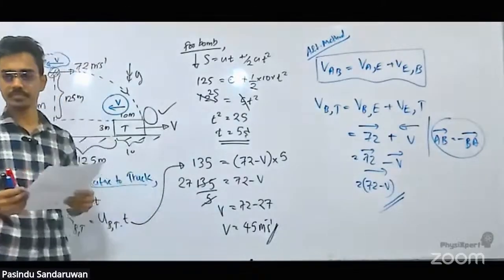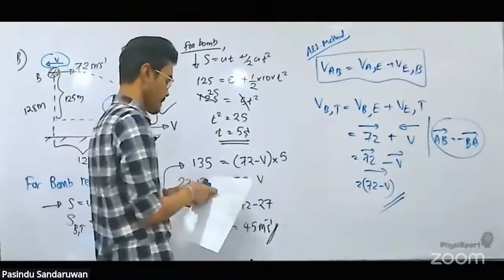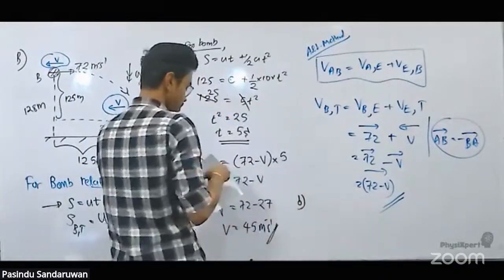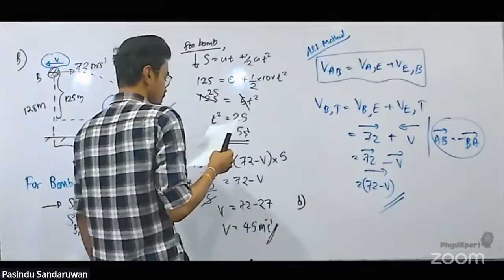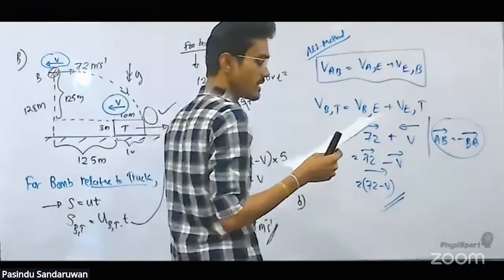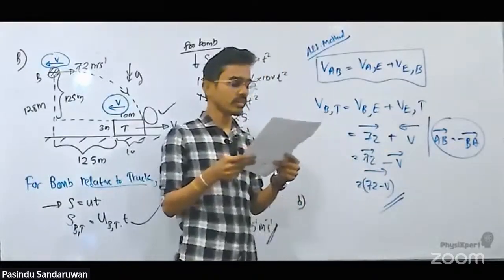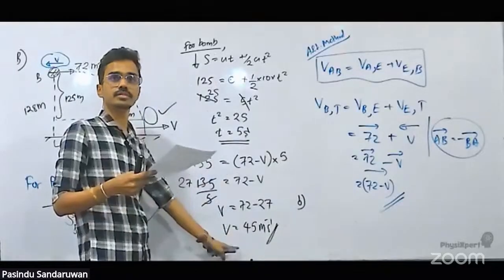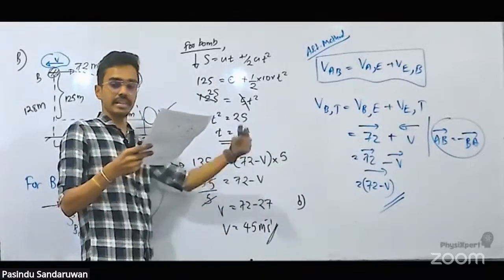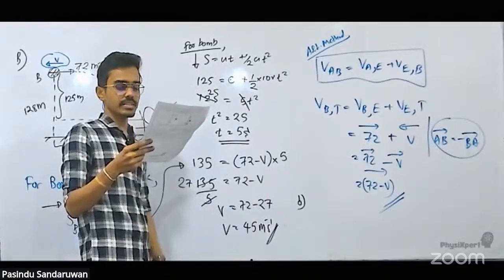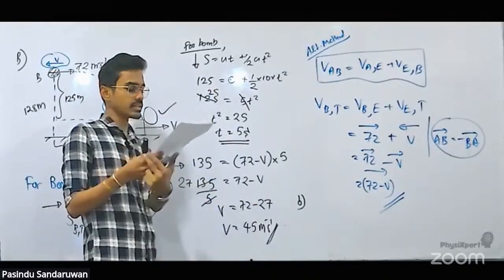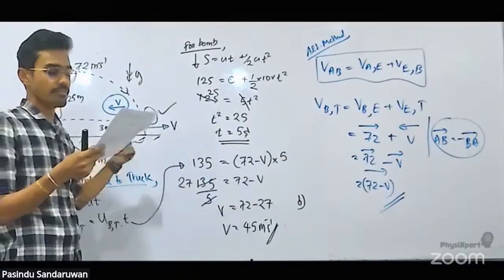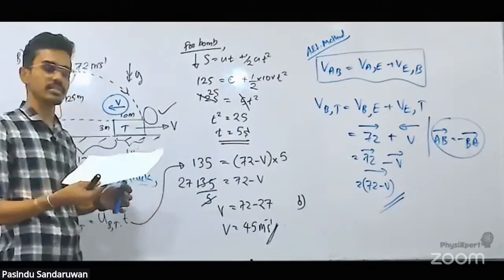Next, part B. After a few seconds, another bomb is released freely to target another truck moving with a uniform velocity of 45. What we have got is also 45, right? The next truck is also moving with 45. At the instant the bomb is released, the rear edge of the truck is at the same horizontal distance as in the previous case, right?